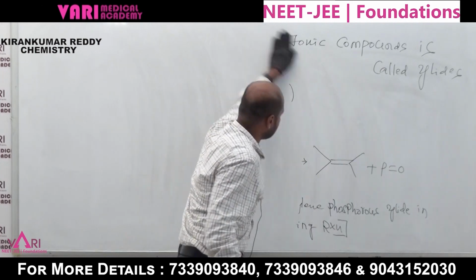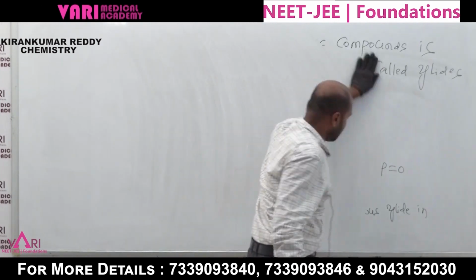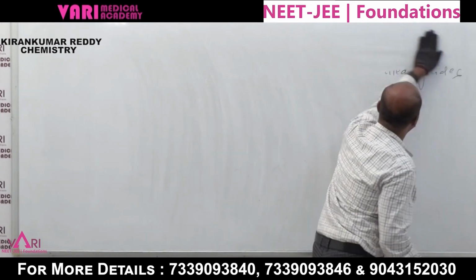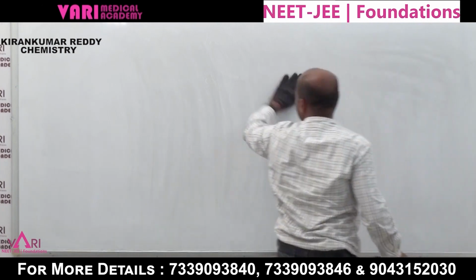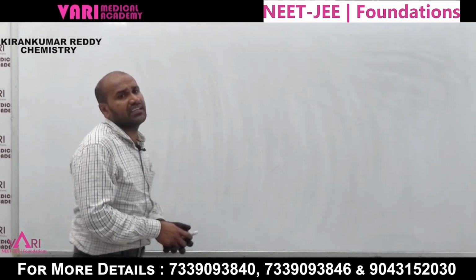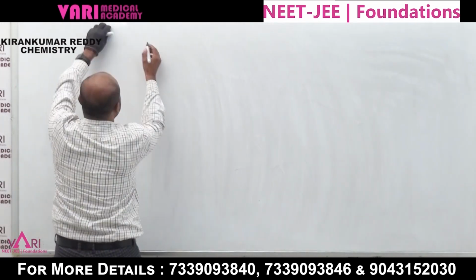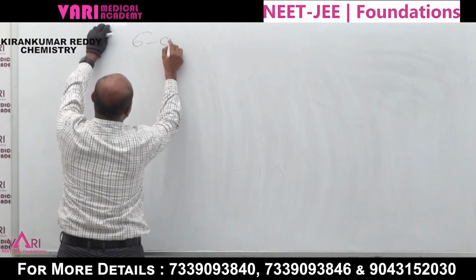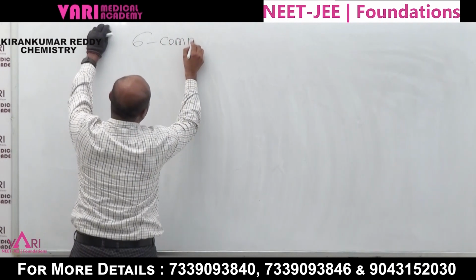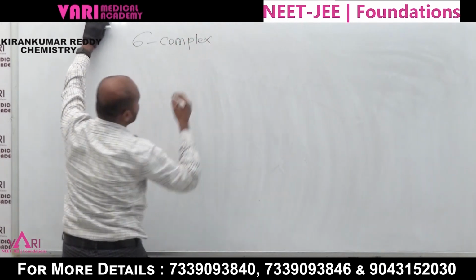Next one is the sigma complex. Another intermediate is the sigma complex. Generally the sigma complex is seen in aromatic electrophilic substitution reactions. Where is the sigma complex observed? The sigma complex is observed in aromatic electrophilic substitution reactions.